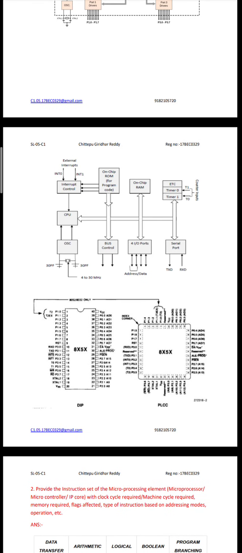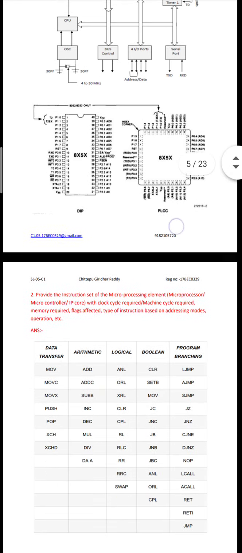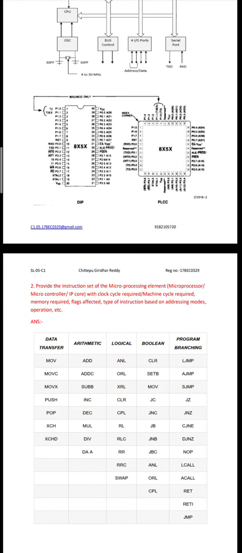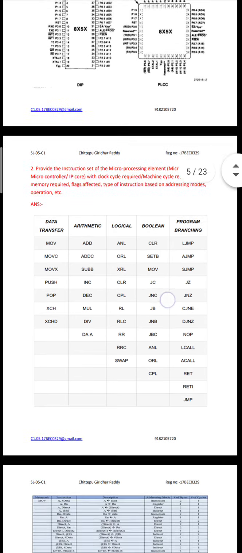We can also see one more flowchart, and here we have interrupt control, on-chip ROM, on-chip RAM, CPU, OSC, bus control, and we also have 4 input output ports and a serial port. These are the chip architectures of the 8051, and this is the DIP and PLCC.